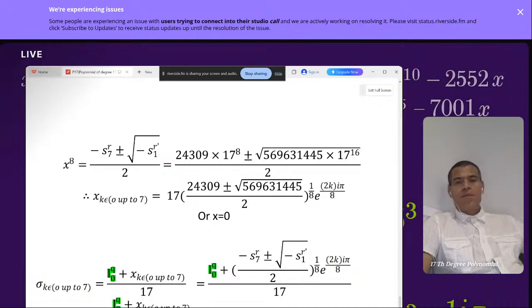S7R is 24309,178, and S15R is 53240091716. We plugged those exact values in. Exactly. No approximations allowed. So y equals x^8 equals (-S7R plus or minus the square root of S7R squared minus 4 S15R) over 2.